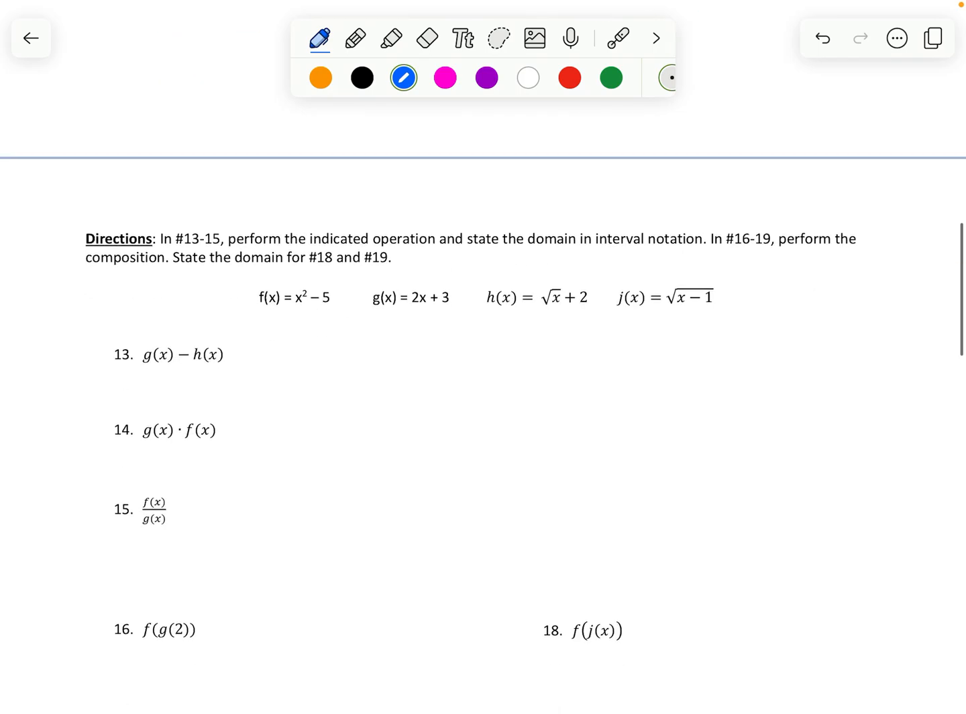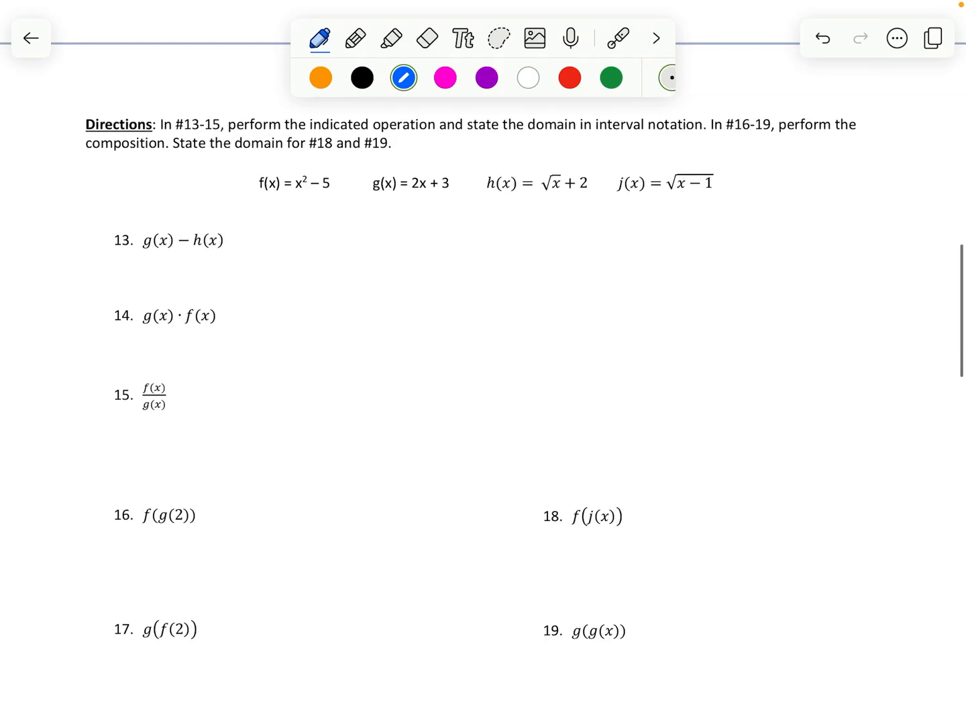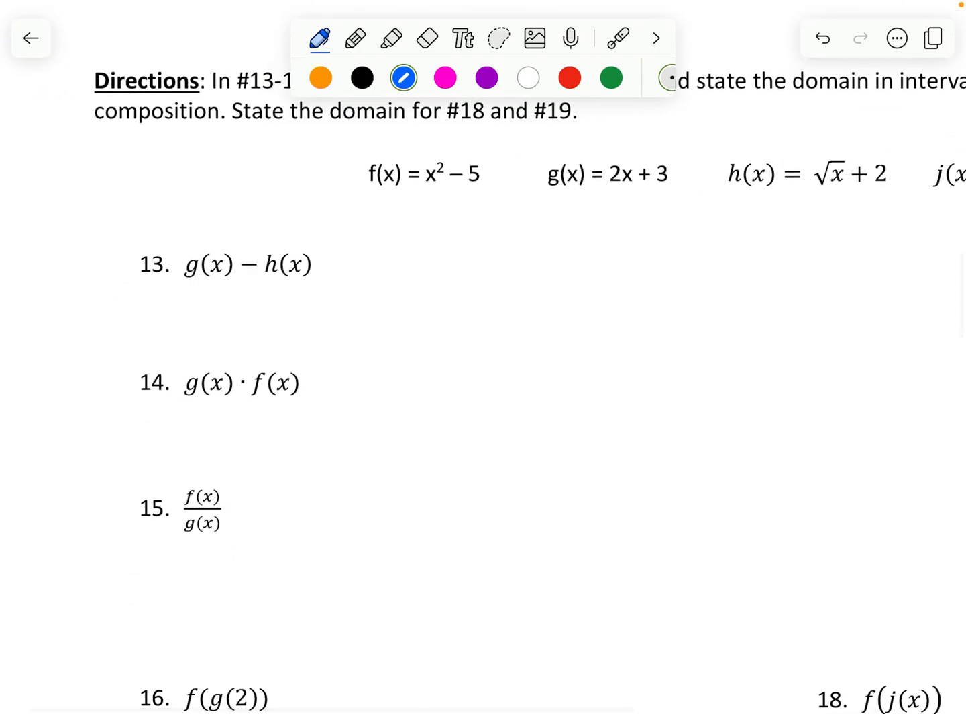All right, so now perform the indicated operation, state the domain in interval notation. In number 16 and 19, perform the composition, state the domain for number 18 and 19. So we got some weird directions here, but all right, so g of x is 2x plus 3. So it's just 2x plus 3 minus h of x. So put h of x in parentheses, square root of x plus 2, because that negative sign needs to get distributed. So it's 2x plus 3 minus square root of x minus 2, which then is 2x minus square root of x, and combine the 3 and the 2 to get plus 1.